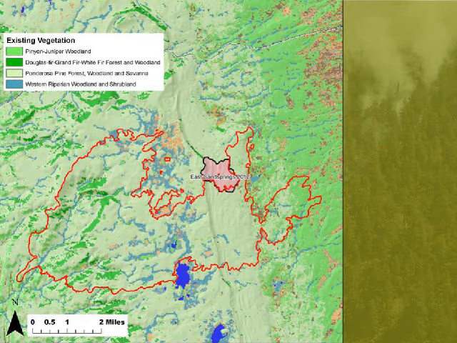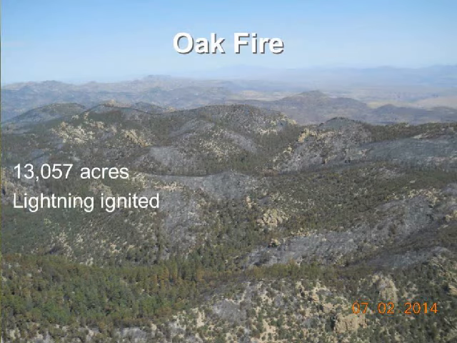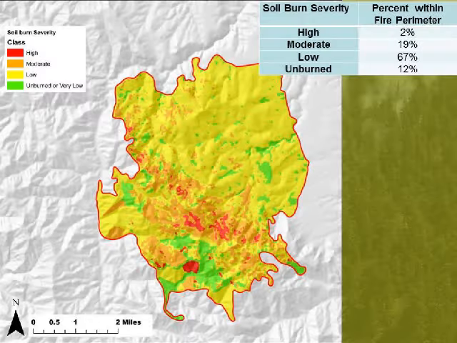The Oak Fire was a lightning-ignited fire that burned about 13,000 acres. And I think, again, this photo is fairly representative, and it shows a mosaic pattern where the fire burned and caused some mortality in some areas, while in other areas the trees seem relatively unfazed by the fire. And this is borne out by the soil burn severity map, where we can see a few patches of higher severity in a matrix of low soil burn severity effects, and only 2% of the overall fire was in that high burn severity category.